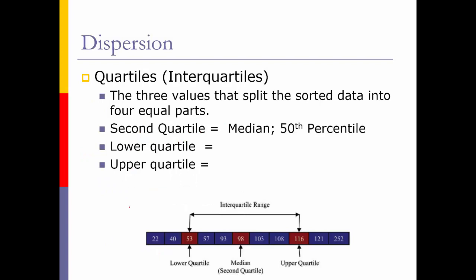We can also look at quartiles where you have 25th, 75th, and 50th percentile. So the upper quartile is really the 75th percentile, lower quartile is the 25th percentile, and then the second quartile is in the middle or the median, so that's the 50th percentile quartile.